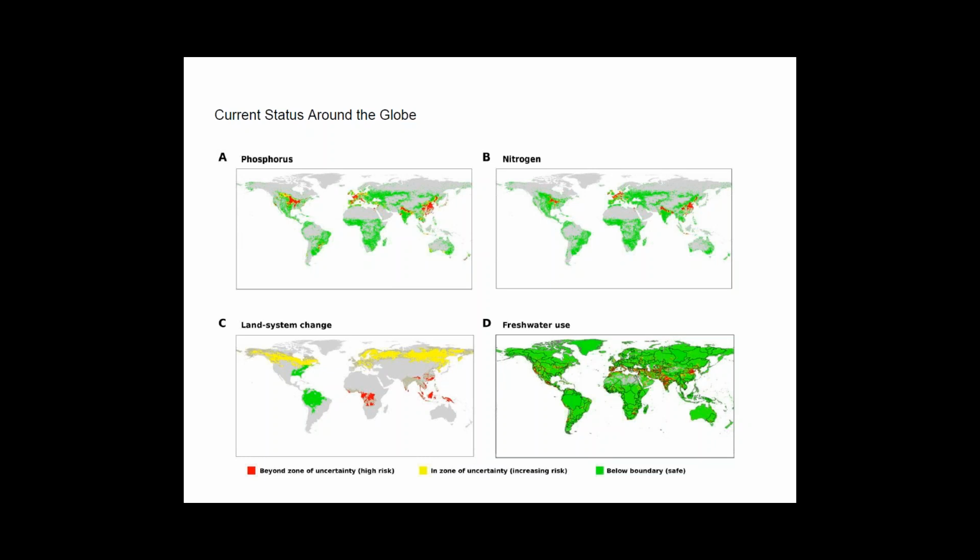So fresh water use in the bottom right, you can see here India, parts of Europe, and the southern United States, California, and Mexico are areas where we've exceeded the safe operating space for drinking water availability. These are regions where you typically hear about water scarcity and issues of drought, so it isn't a surprise to see that these are the areas that are above the safe operating boundary.